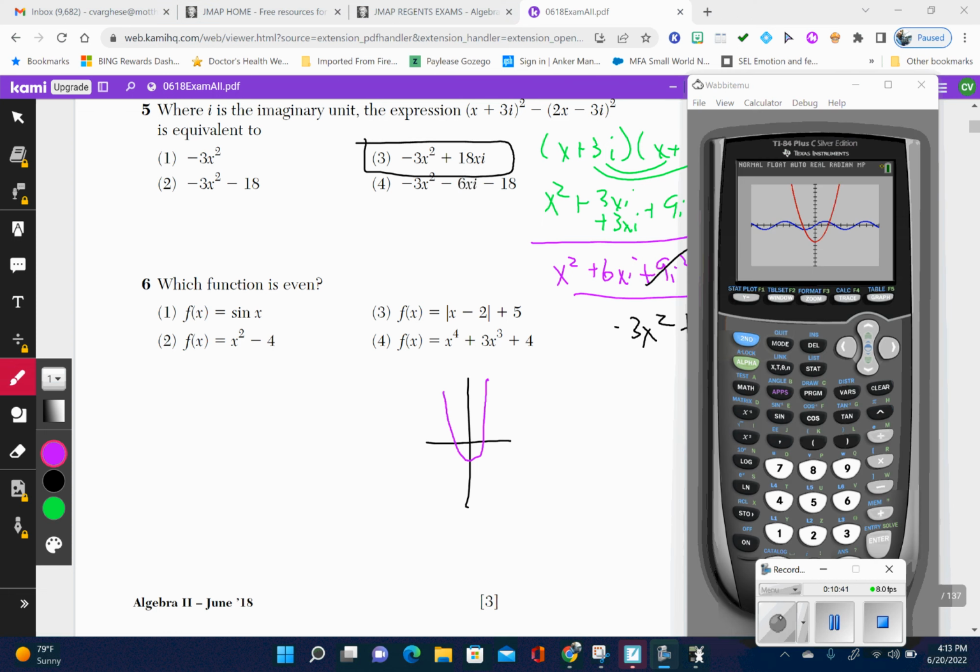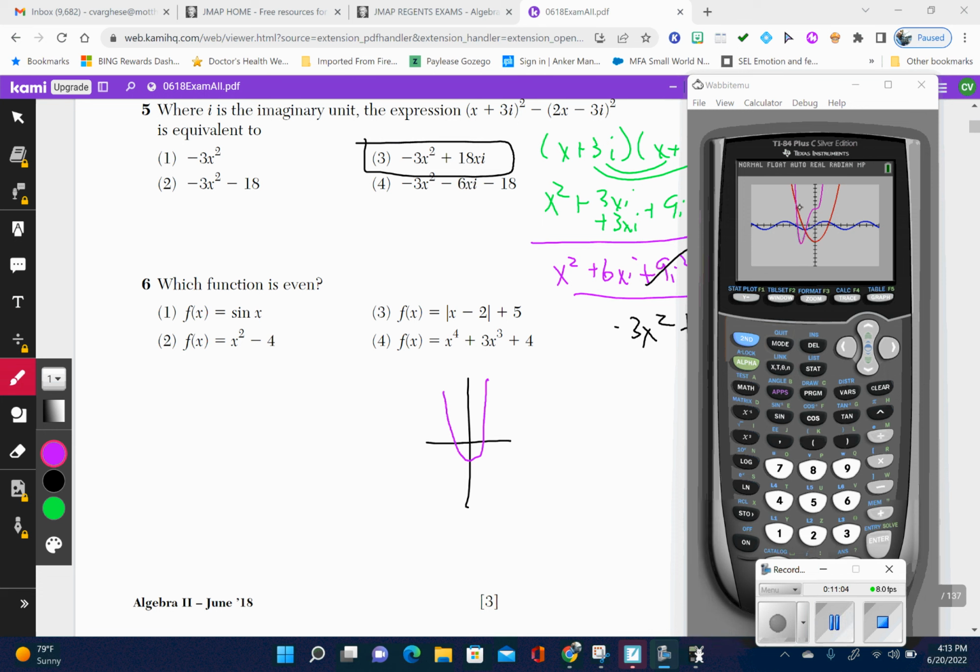All right, so we're back. I graphed 1, 2, and I didn't do 3 yet. I'll tell you why in a second. And I graphed 4. Okay, so it is not the first one, which is in blue, because if I reflect over the y-axis right here, these are not the same, right? This goes down and this goes up. So they're not the same.